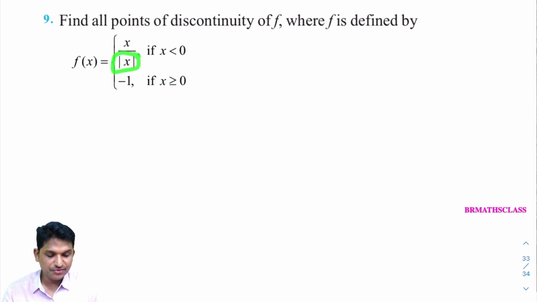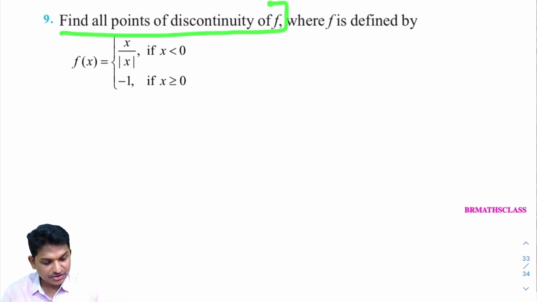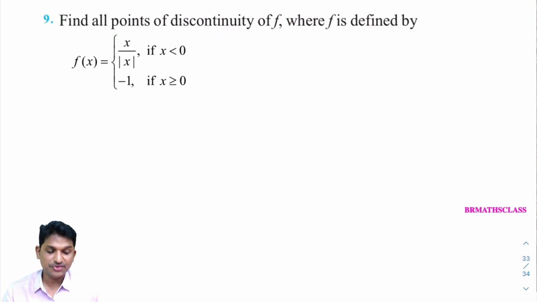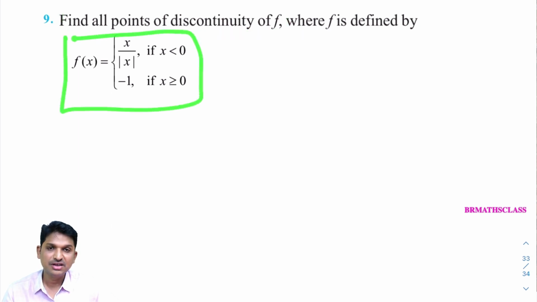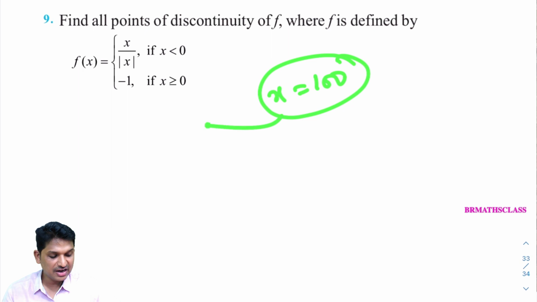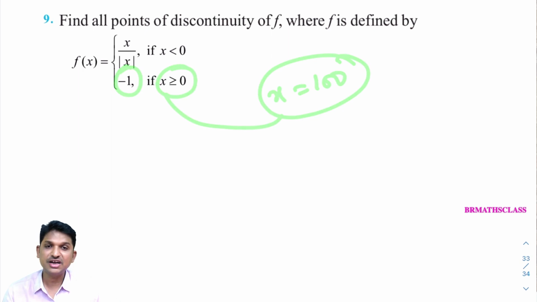You observe, in the given function, the modulus function is there. Today, in all the problems we are doing, mod x is there in the given function. First, to find all points of discontinuity of the given function, we need to know the domain of this function. Is this function defined for all real numbers? For example, x equal to 100 is there. Which function do we choose? 100 is greater than 0, so obviously we will choose the second function.